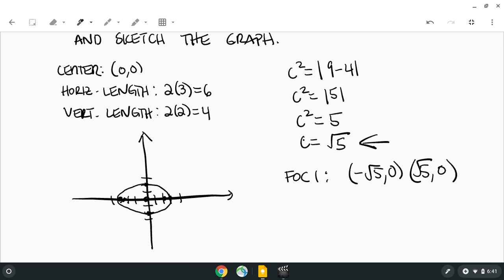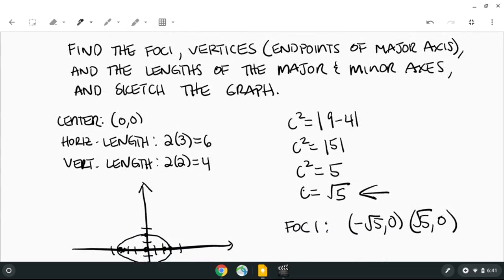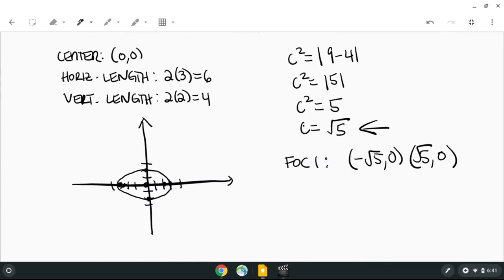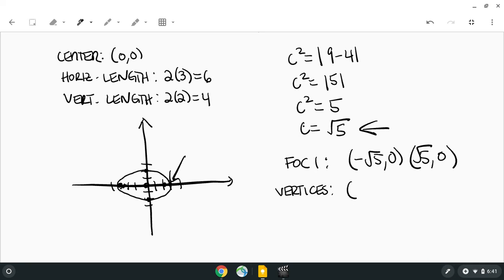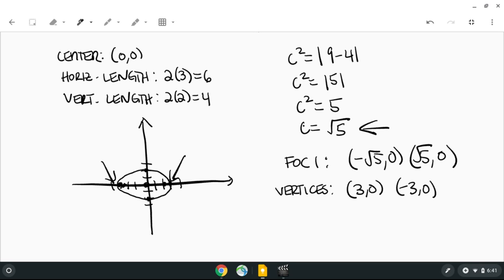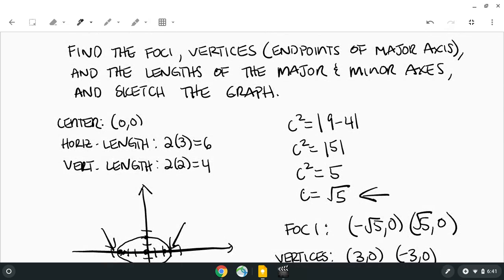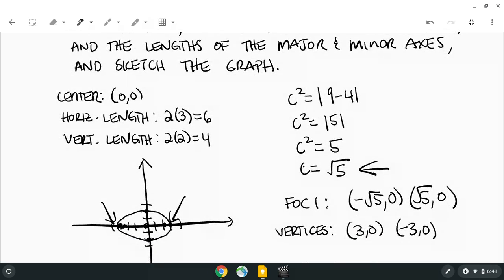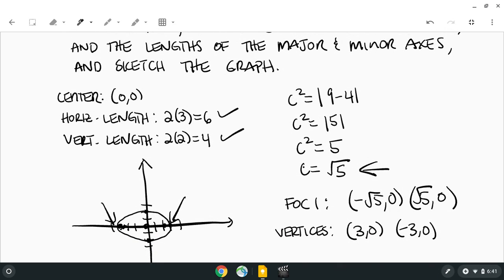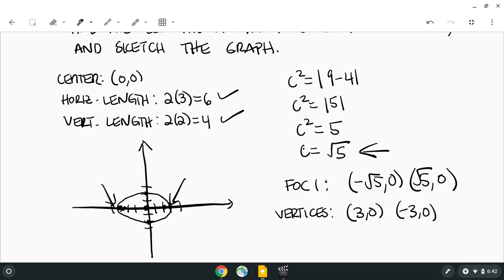So I think we got everything. Find the foci. We did. Vertices. My vertices are the endpoints of your major axis. That's these guys, this one and this one. So we have one at 3, 0 and one at negative 3, 0. So we found the foci, the vertices, the lengths of the major and minor axes, that's this and this, and sketched the graph, which we did. So we got all of those in there.